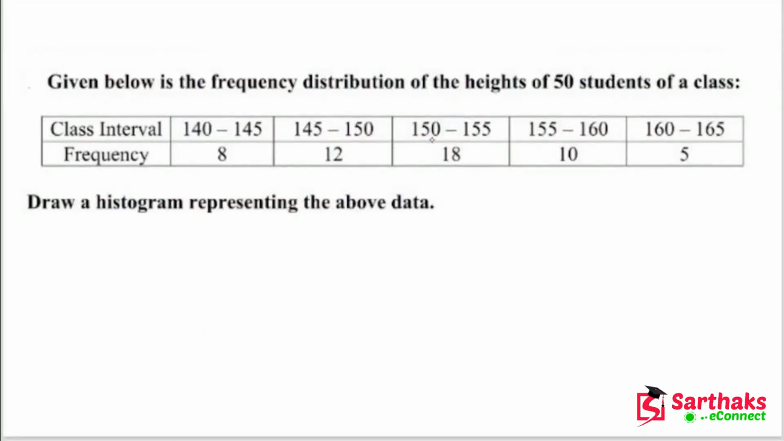Given below is the frequency distribution of heights of 50 students of a class. Class intervals are these and these are the frequencies. Now we have to draw a histogram to represent the above data. It is very simple. How do we approach the question?